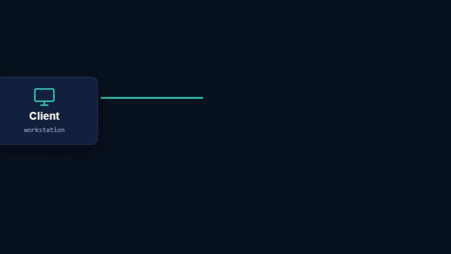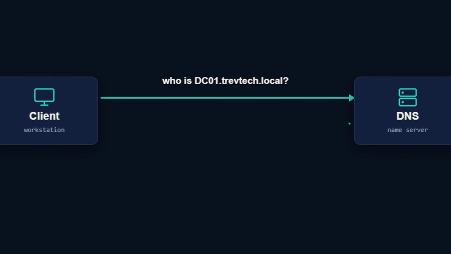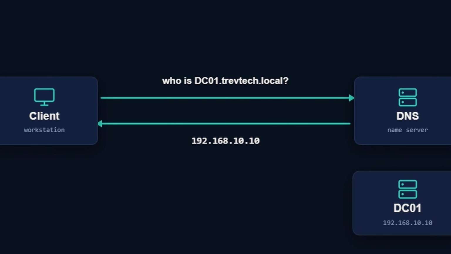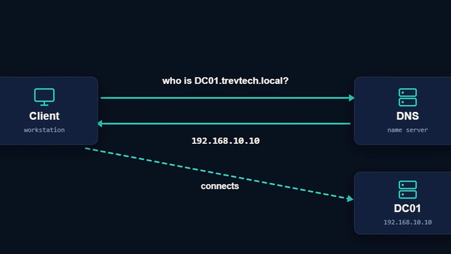Two services, two completely different jobs. And when you're starting out, dead easy to mix up. DNS, Domain Name System, think of it as the contacts on your phone. You don't memorize numbers, you tap a name. Your machine needs dc01.trevtech.local, it asks DNS. DNS says that's 192.168.10.10. It goes there.